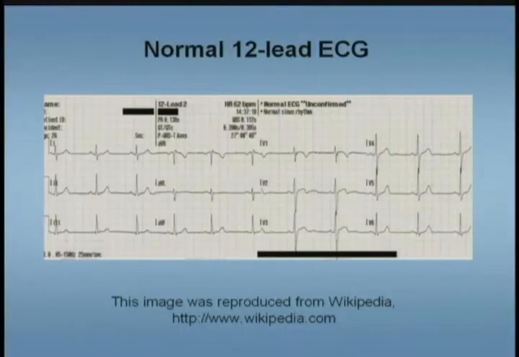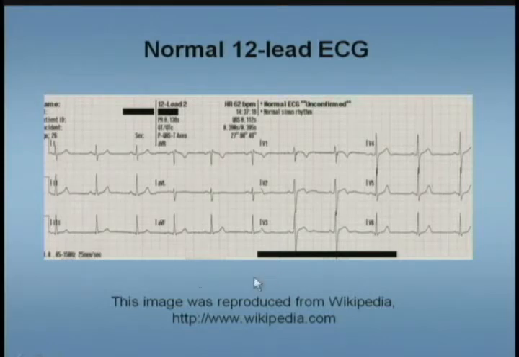I can't tell till later on. Let's see here. What are we looking for? My goodness, it's a normal EKG. See, that's a P wave. QRS, T, P, QRS, T. The P wave indicates atrial depolarization. QRS, ventricular depolarization. T wave, ventricular repolarization.